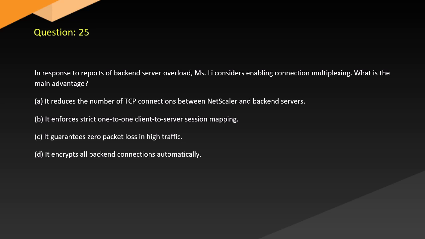Question 25. In response to reports of backend server overload, Chris considers enabling connection multiplexing. What is the main advantage? A. It reduces the number of TCP connections between NetScaler and backend servers. B. It enforces strict one-to-one client-to-server session mapping. C. It guarantees zero packet loss in high traffic. D. It encrypts all backend connections automatically.